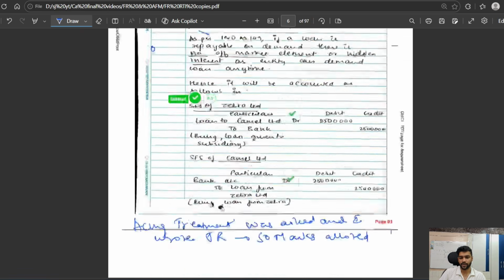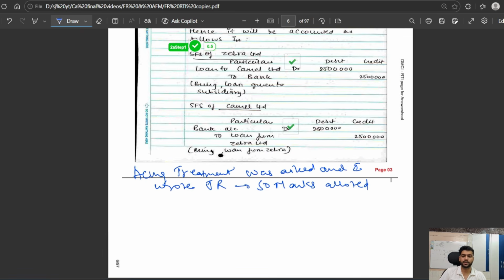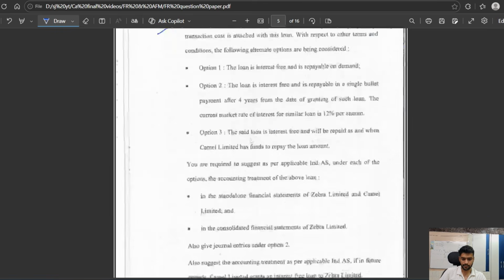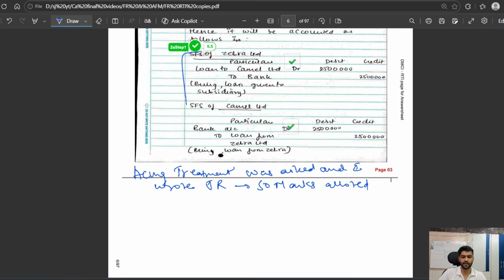First thing, I had written everything. In this question, it is asked: you are required to give the accounting treatment and journal entries under option 2 only. So what I did, I gave the journal entries in option 1 as well, right? So they did not give me any marks. They just gave me the marks for the explanation. And I have written here every learning that I received from this paper, so that in your exam also you follow the same.